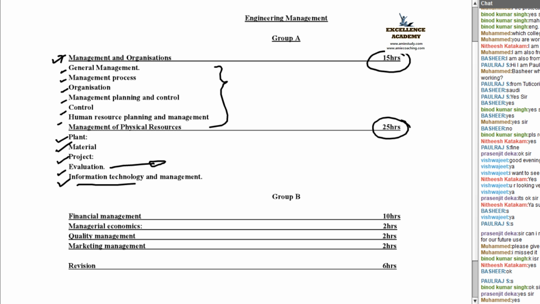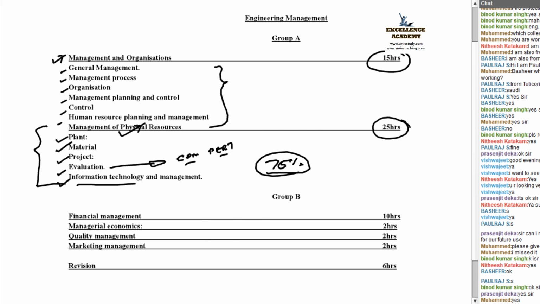Why? Because in the case of evaluation, we have to deal with somewhat interesting sections like CPM, PERT, those things. Okay, so those things are much more interesting. So I put more hours for this management of physical resources. So if this second session is over, nearly 75% of our EM is over.